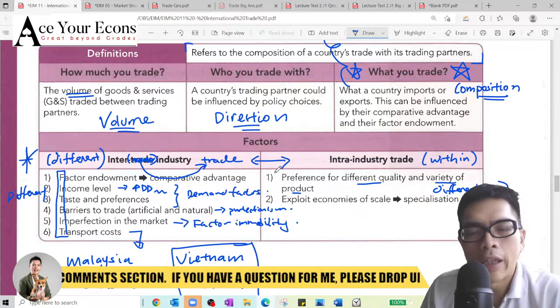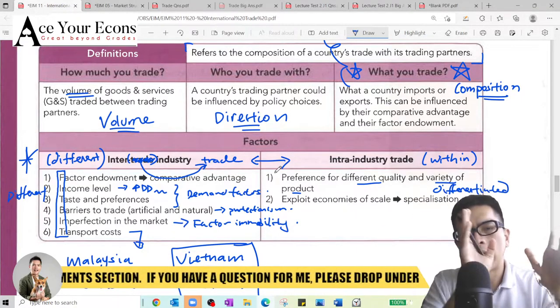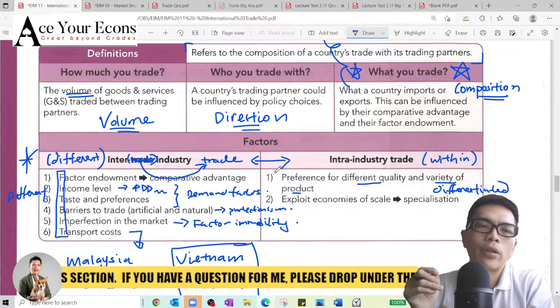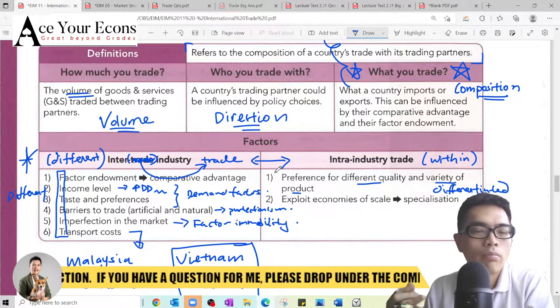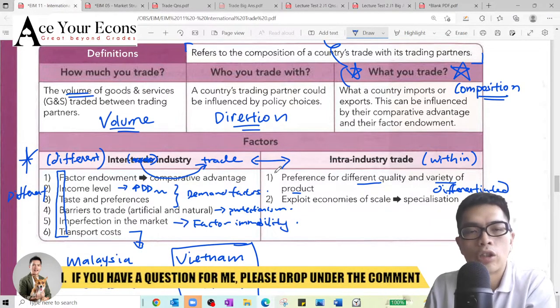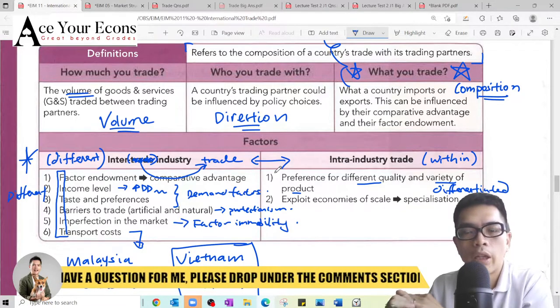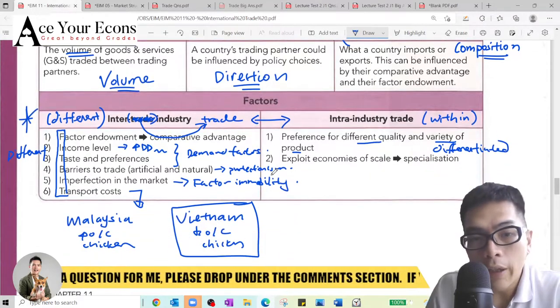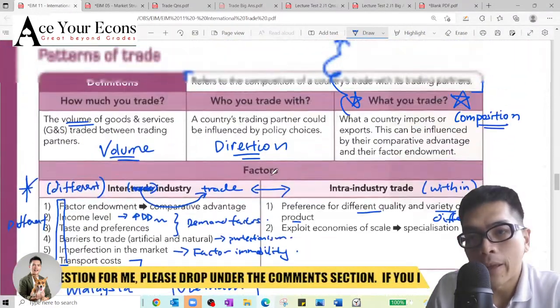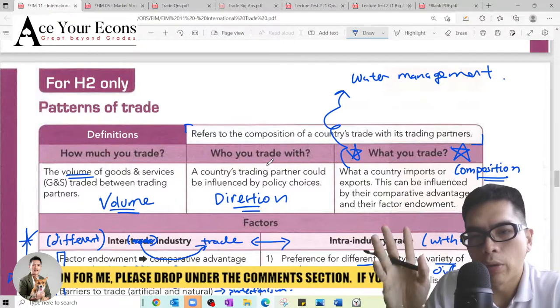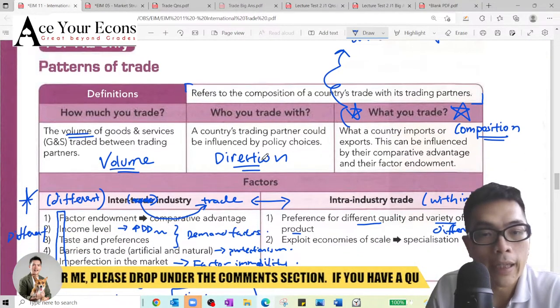Whatever it is, let me quickly sum up. No matter whether it is inter or intra, make sure you're able to relate to either volume, direction, or composition. Most of the time, composition can be achieved. A few more key things on patterns of trade. Patterns of trade are a fairly popular essay question. Later on will be a case study though.